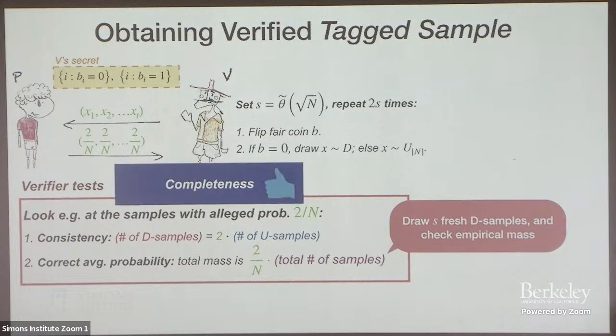It'll probably not be very hard to convince you that these tests are complete, right? If the probabilities of the elements are truly 2/n, then from the hand-wavy explanations I just provided, you can see that it's both consistent and the correct average. The average probability is indeed correct, 2 over n.